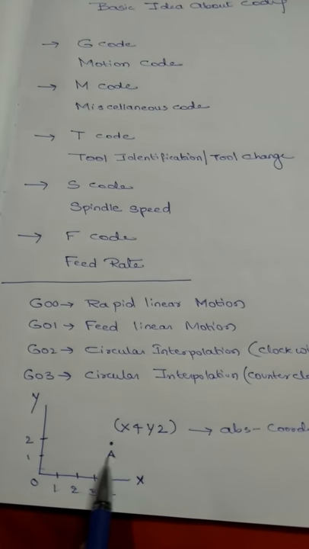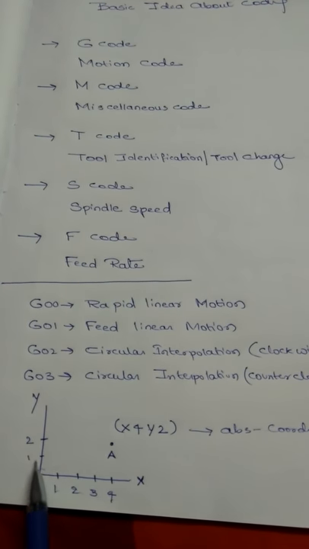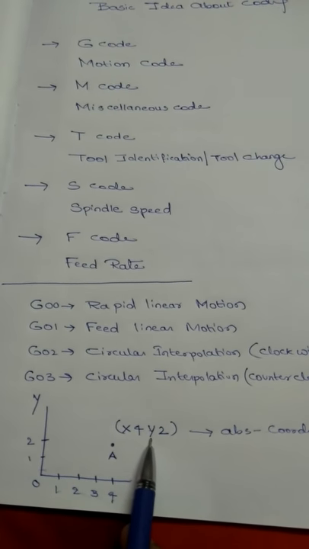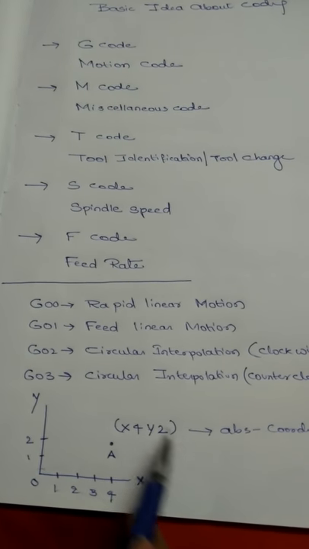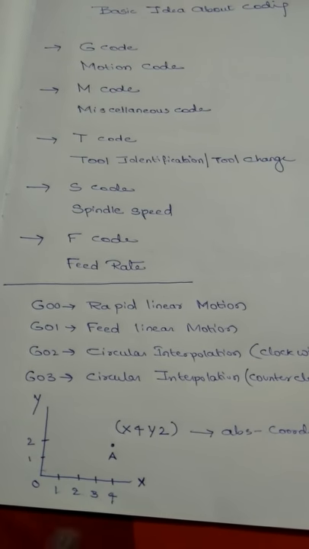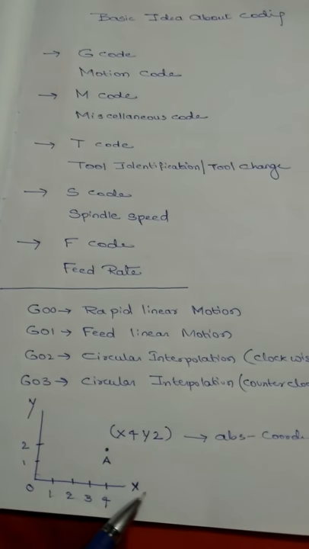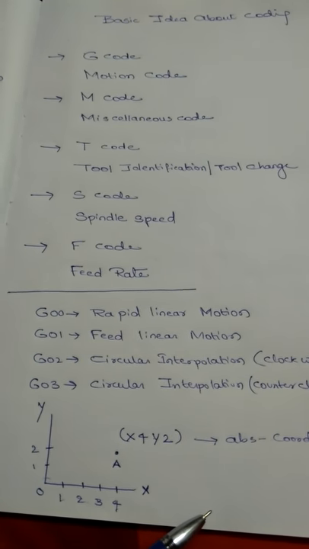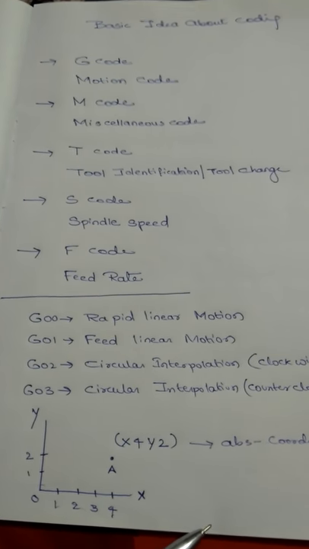And then point A is 1, 2, 2 units away from the origin in Y direction. So I have written here Y2. This representation is locating the point A in the absolute coordinate system. So the name of this coordinate system is the absolute coordinate system. Hope you have understood the basic idea about coding.